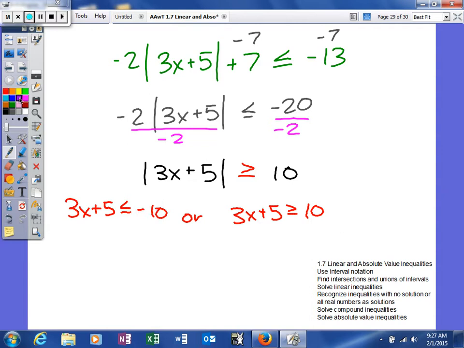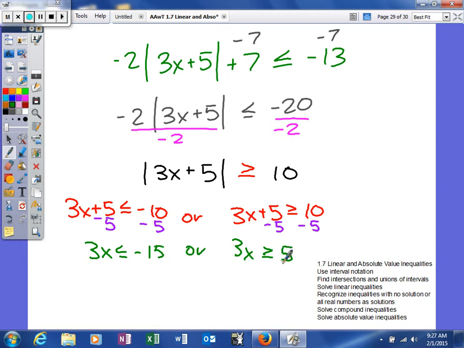So what I'll do now is I'll just solve these. So I'll subtract 5 here, subtract 5 here, same thing here. When I do that, it's going to give me 3x is less than or equal to negative 15, or 3x is greater than or equal to 5.